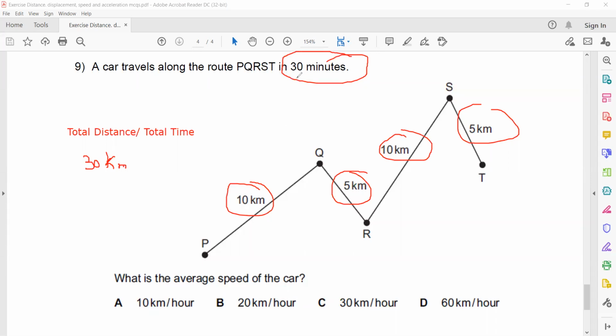And the total time, it took 30 minutes. We have to convert it into hours. So to convert the minutes into hours, we have to divide by 60. So 30 divided by 60, that's equal to half an hour or 0.5. So this will be 30 divided by 0.5. That is equal to 60 kilometers per hour. So D will be the right answer for this.